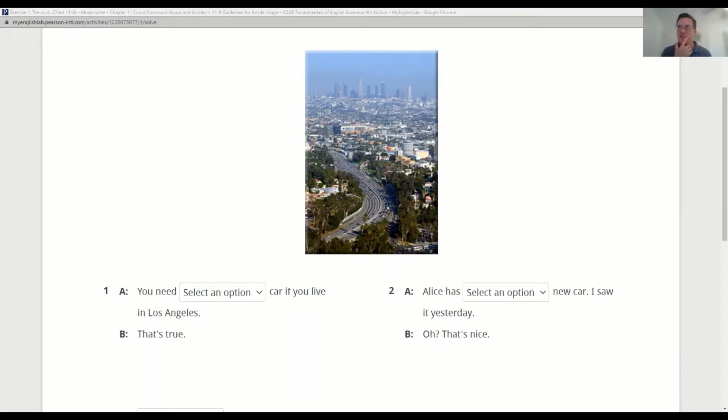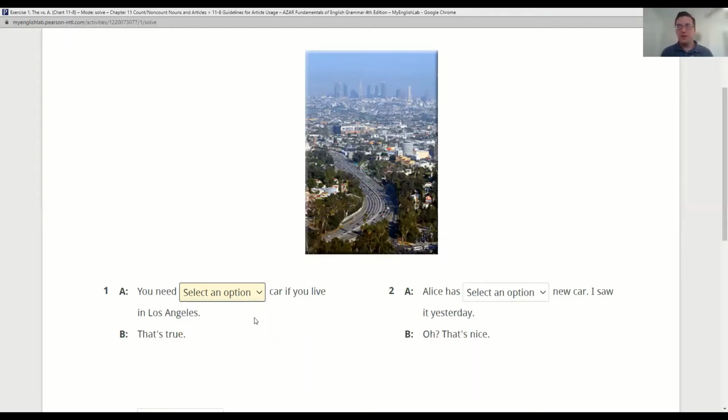So let's start with these two, where we're going to decide if I need the article a, which is non-specific, just in general, meaning one thing, singular, or the, which is a specific noun.